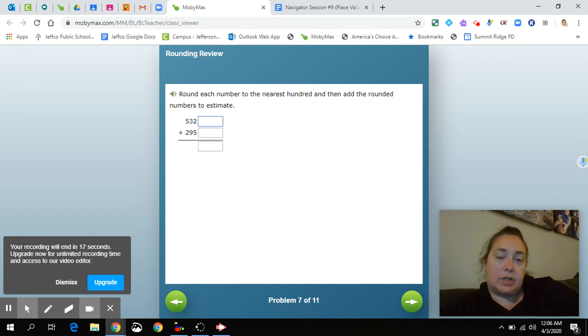Rounding each number to the nearest 100 and then add the rounded numbers to estimate. So nearest 100, 532 is closer to 500, and 295, that's really close to 300. And then I would add these numbers together.